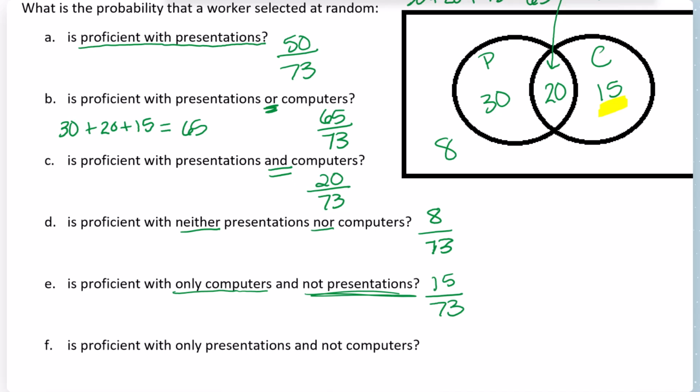Last question for this Venn diagram is proficient with only presentations and not computers. So they're proficient with only presentations, not computers. That would be highlighting these 30 on the left that are in the presentation, but not in the computers.